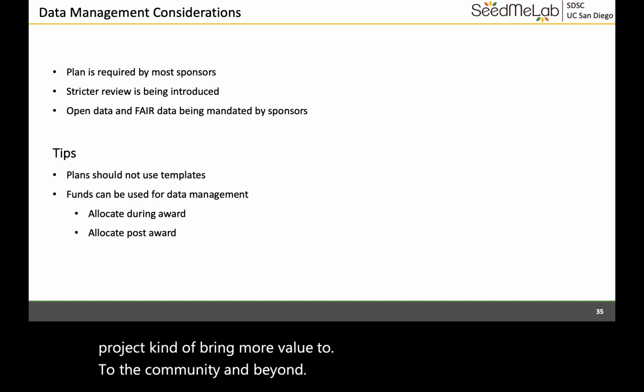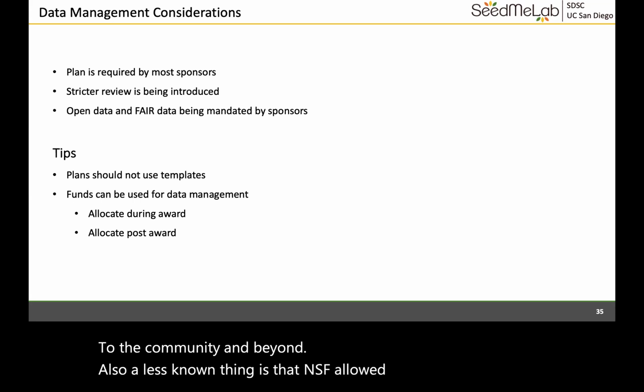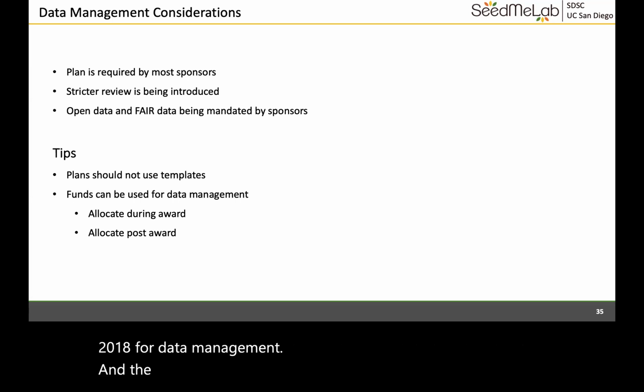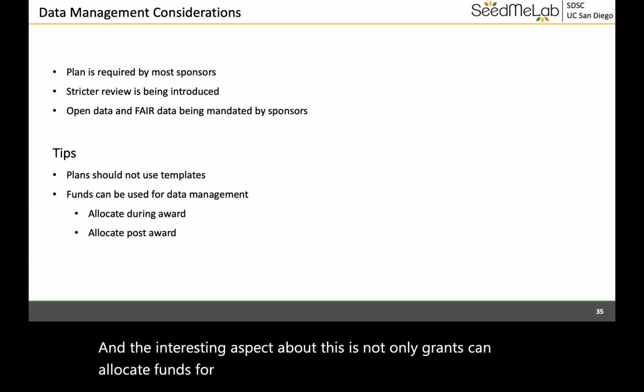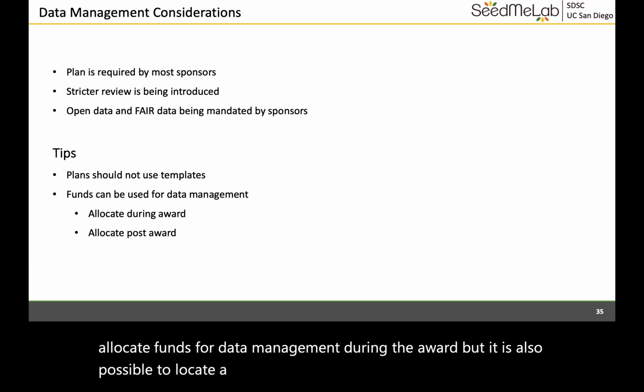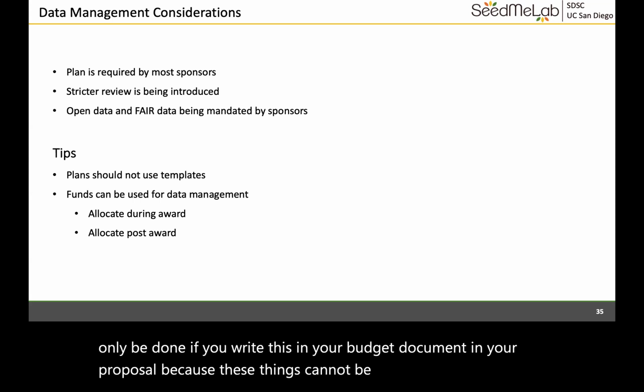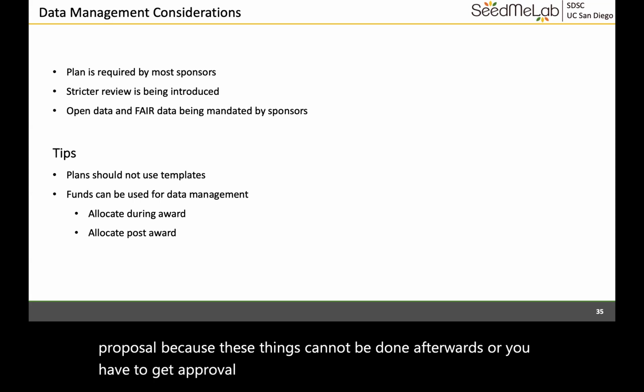Also, a less known thing is that NSF has allowed the use of funds for data management since 2018. And the interesting aspect about this is that grants can allocate funds for data management not only during the award, but it is also possible to allocate a little bit of funds after the award. And this can only be done if you write this in your budget document in your proposal, because these things cannot be done afterwards, or you have to get approval from your program manager or so forth.